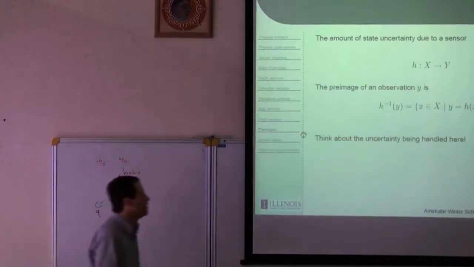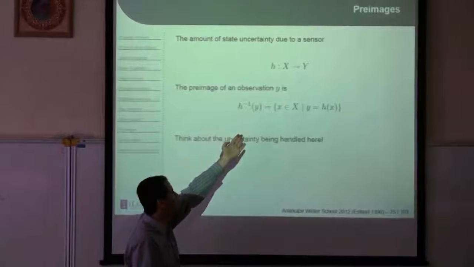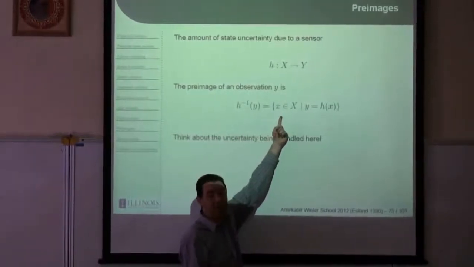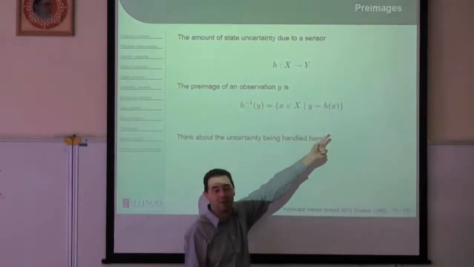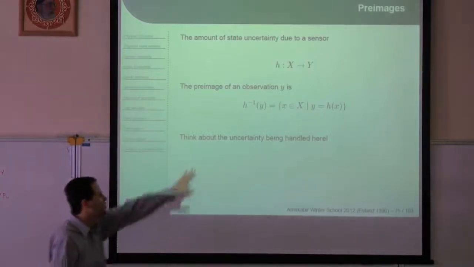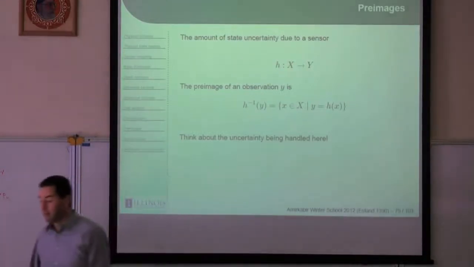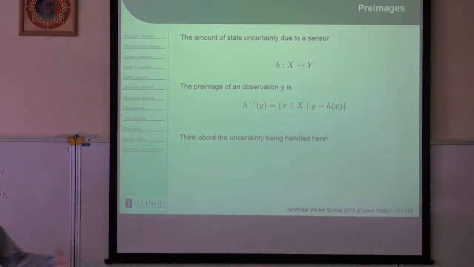So here's what I like to think about. Given the sensor, look at the pre-image of the mapping. In other words, what's the set of all states that produces the same observation? I think this is a very helpful way to think about sensors, because that is the uncertainty that's being brought in by the sensor observation. All these states are equivalent somehow to what the sensor is observing.